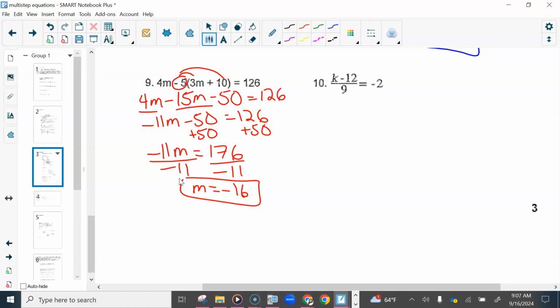And if you wanted to go back and double check yourself, you would put -16 in for both m's and then simplify that. And we should get that right. Okay. Other questions on this page? Did you have a question?